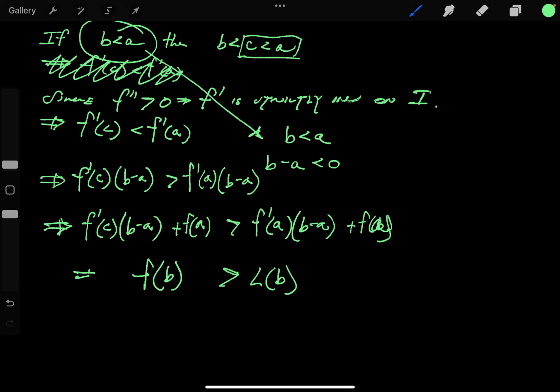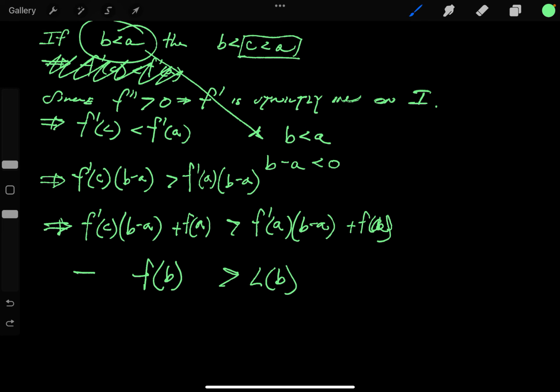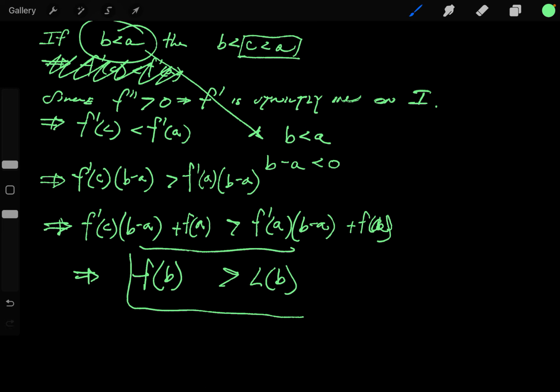And I'm done, because now I've shown it in all the cases. The key thing here was to notice that the inequality flips in the other case, when B is any other value in the interval. There are only a few cases: B could be less than A, or B could be greater than A. But in either case, you see that the function value at B is greater than the tangent line at B. And that completes your proof.